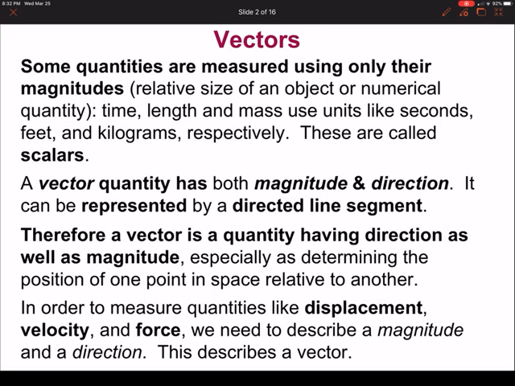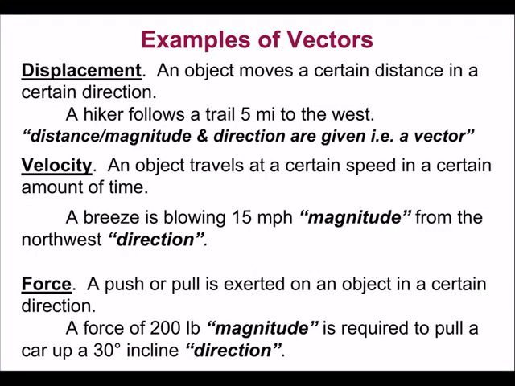A vector quantity has both magnitude and direction, and it can be represented by a directed line segment. Therefore, a vector is a quantity having direction as well as magnitude, especially as to determine the position of one point in space relative to another. And in order to measure quantities like displacement, velocity, and force, we need to describe a magnitude and a direction, which describes a vector. Here are some examples of vectors.